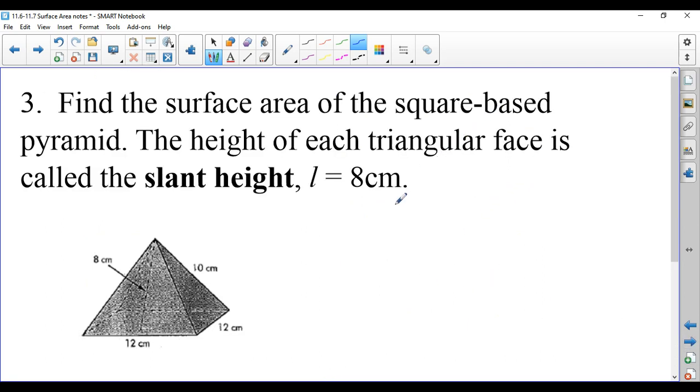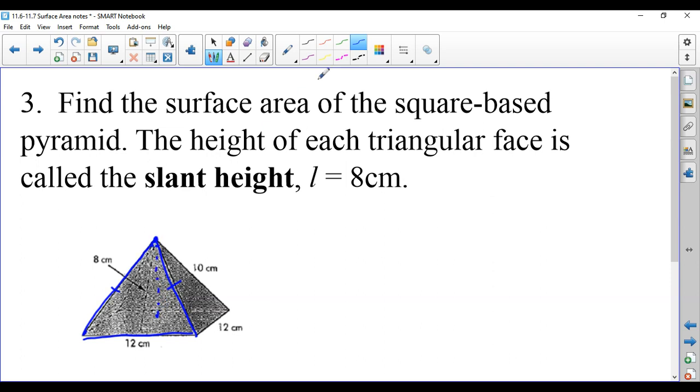Now, for a pyramid, we only have one base. So we want to find the surface area of this square pyramid. So the base is a square that's 12 by 12. And then if we look, since this is a regular pyramid, each of these lateral faces is an isosceles triangle. A regular pyramid means that this vertex is directly above the center.